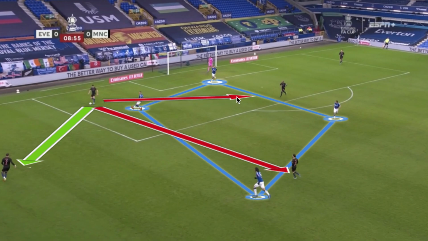So you may see this in other videos, but just when we're looking at the mutual help space or the first line connections, the red signifies blocked off passing angles by the press, and now the open passing angle into the wide player, which then Everton will try and exploit to then isolate possession and win the ball higher up the field.